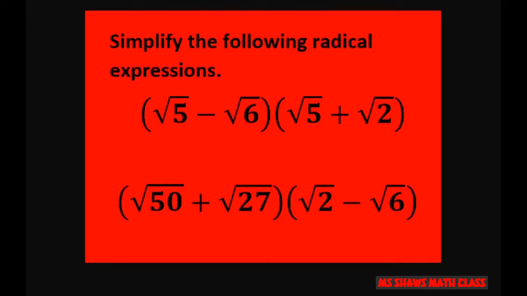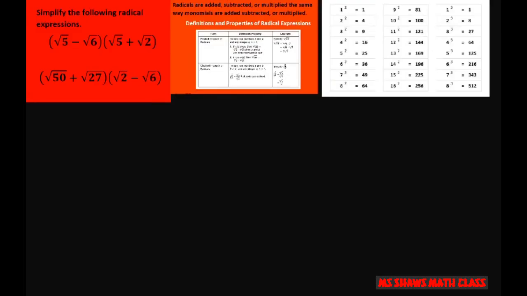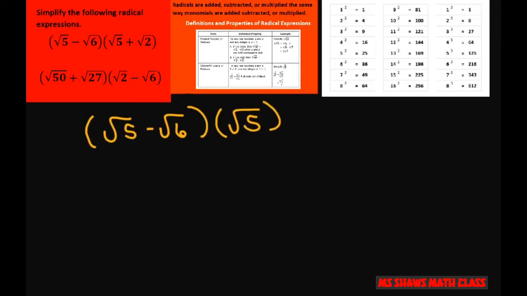Number 21, we're going to simplify the following radical expressions. We have 1 and 2 here that we're going to do. So the first one, we're going to use FOIL. Let me write it out. We have square root of 5 minus square root of 6 times square root of 5 plus square root of 2.